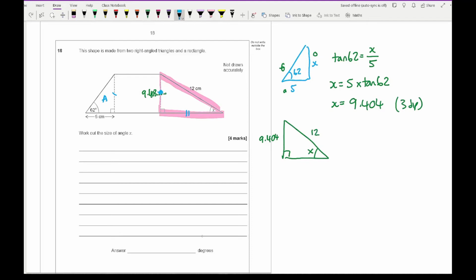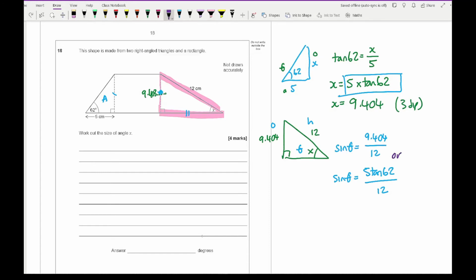So then labeling the triangle again, I've got H, I've got O, and I've got theta. So here I've got sine theta equals 9.404 over 12. Now if you really want to be exact, you could use this as the exact answer. So you could use 5 tan 62 over 12 instead, or you could use any of those. Typically most people would go for number 1, but if you want to be really accurate, you can go for number 2.